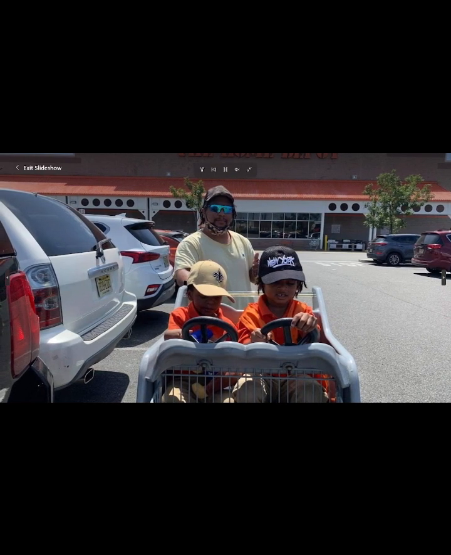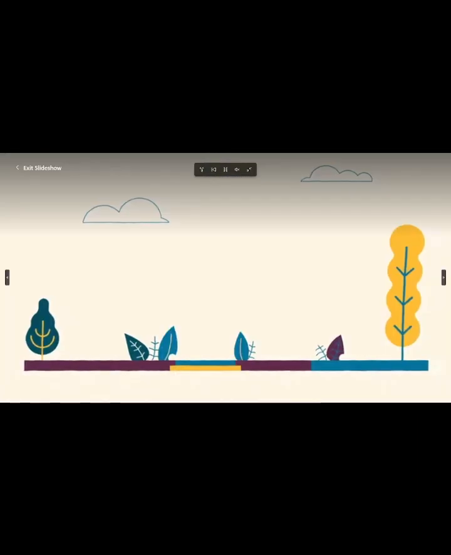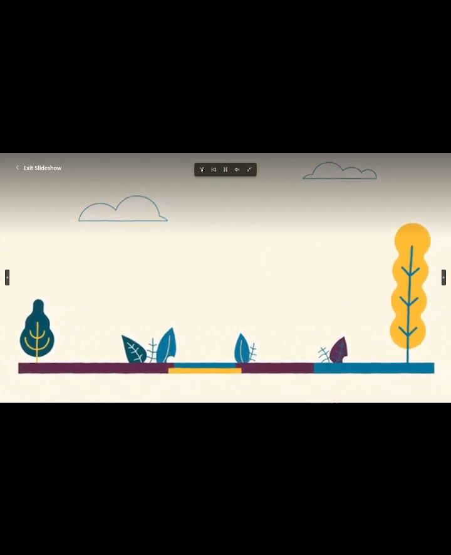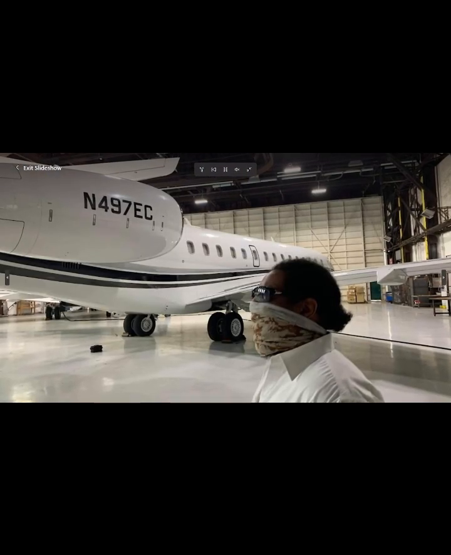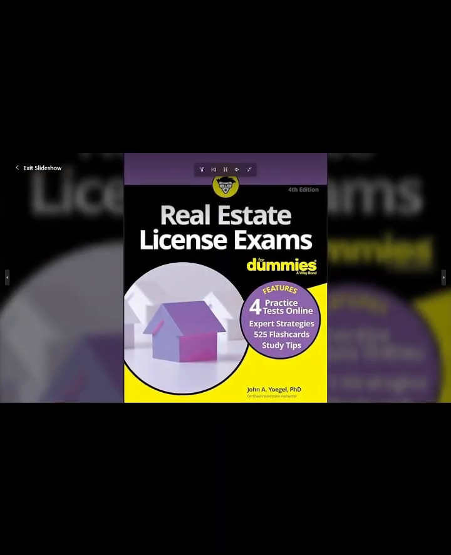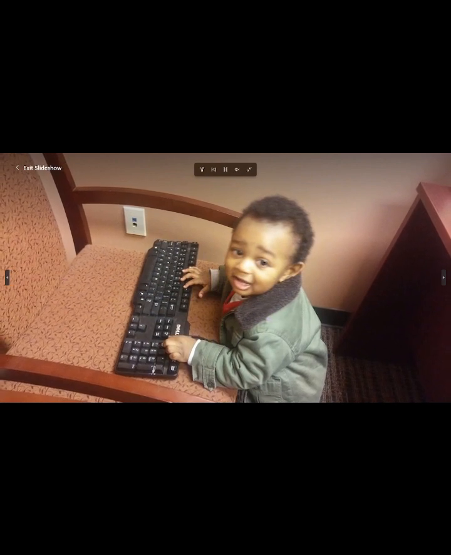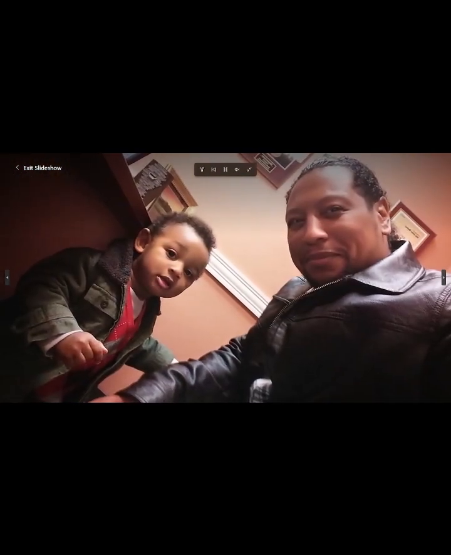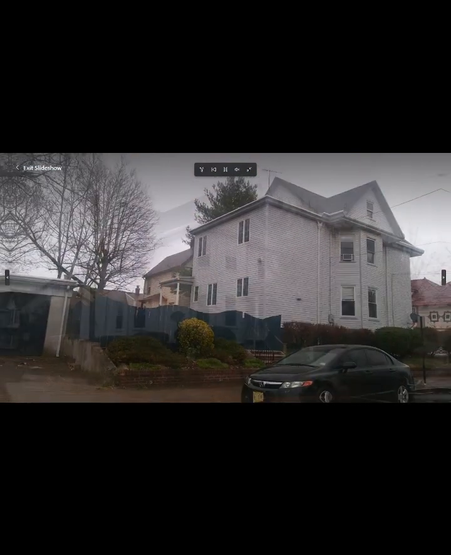Question number 6. A property has an assessed value of $60,000 and an equalization rate of 1.25. What is the equalized value of the property? A. 40,000. B. 48,000. C. 60,000. D. 75,000. Correct answer is D. The equation really is pretty simple. Just multiply the assessed value by the equalization rate. 60,000 times 1.25 equals 75,000.